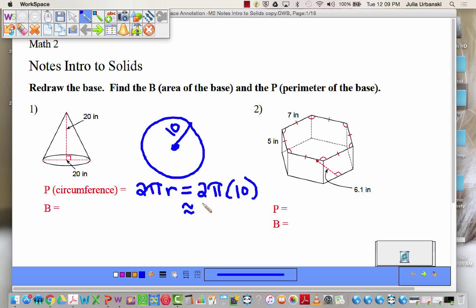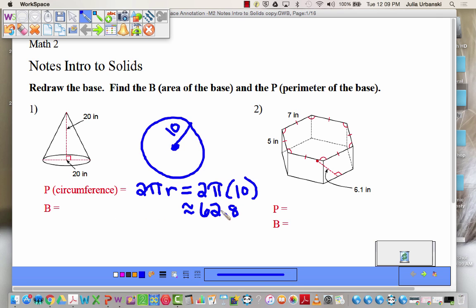I got 31 too. 62.8. Wait, what? Alright. Do 2 times pi and then times 10. Don't cut the 10 in half. The diameter was 20. I already cut it in half. Is that what you meant? Yeah. Because the whole diameter was 20, I cut it in half already and put the 10 right there.